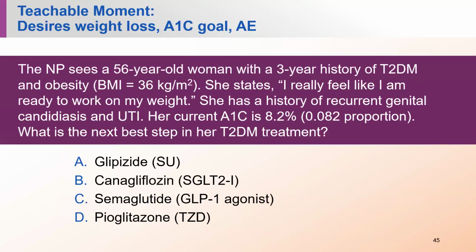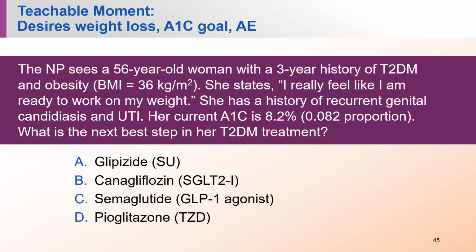Okay. And a 56-year-old woman with a 3-year history of type 2 diabetes and obesity, she says she really feels like she's ready to work on her weight. She has a history of recurrent genital candidiasis and UTI. Her current A1C is 8.2%. So she desires weight loss. Her A1C is too high and we want to avoid adverse effects. So, what would be the next best step in her treatment?